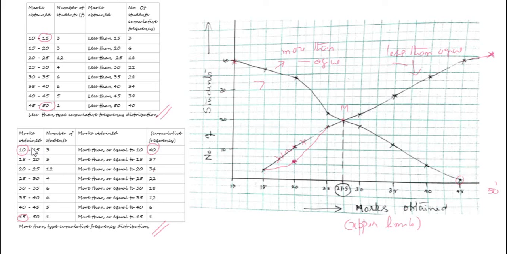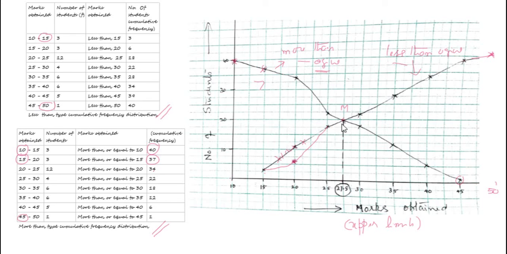While plotting the more than type ogive curve, we take the lower limit of the class as the x coordinate. So this is 10 here, so it comes here, and then the cumulative frequency as the y coordinate. So this is 10 comma 40, the first point. The next point is the lower limit of the next class, that is 15. The cumulative frequency is 37, so 15 comma 37 is the next point. Like this we need to plot all the points and then draw a curve passing through all those points. This is the more than ogive curve.